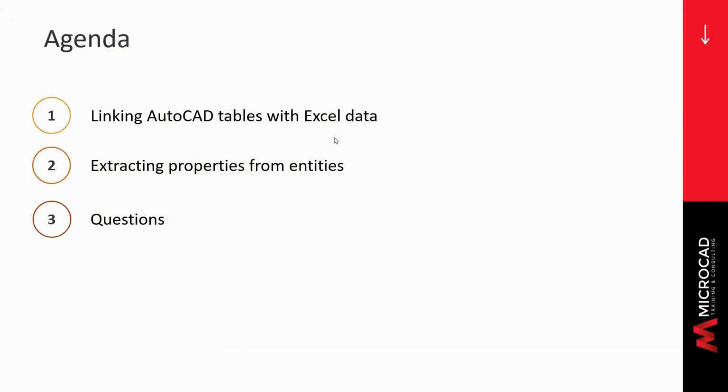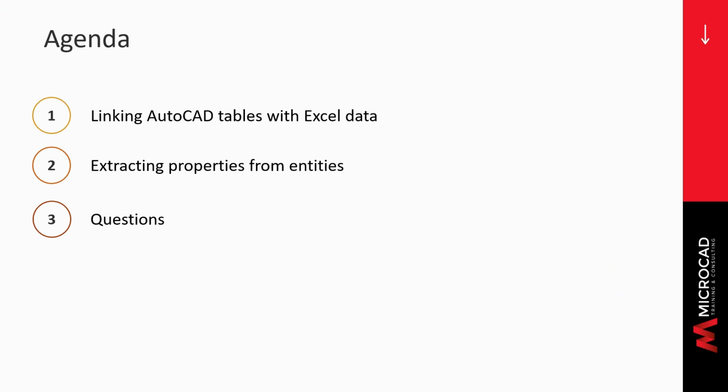So basically, this will be a very short webinar showing you several ways of doing data extraction and the links in AutoCAD. And in this case, this is going to comprise two parts. The first one will be about linking AutoCAD tables with Excel data. And the second part will be about extracting the properties from entities, those table, and exporting that table to Excel.